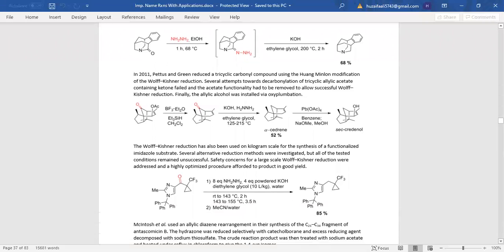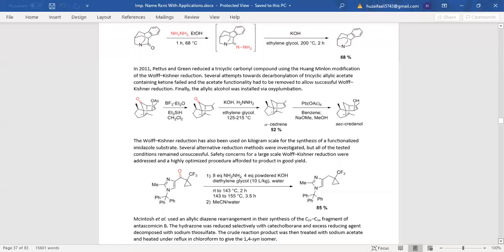The Wolff-Kishner reduction has also been used on kilogram scale for the synthesis of a functionalized imidazole substrate. Several alternative reduction methods were investigated, but all of the tested conditions remained unsuccessful. Safety concerns for a large-scale Wolff-Kishner reduction were addressed, and a highly optimized procedure afforded the product in good yield.